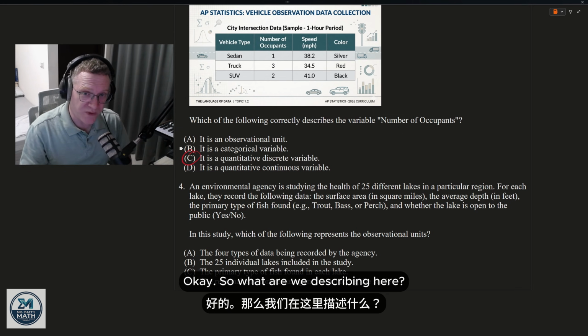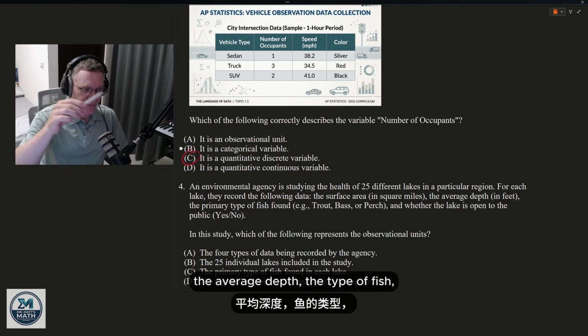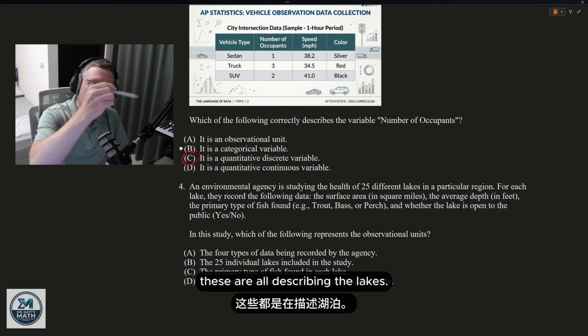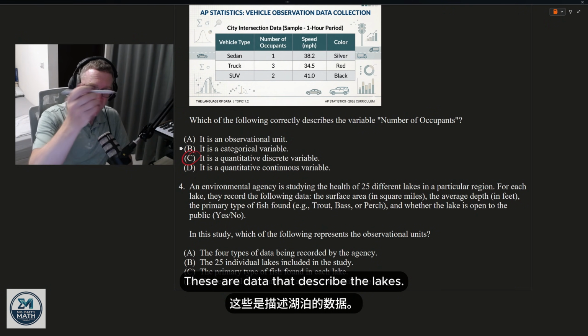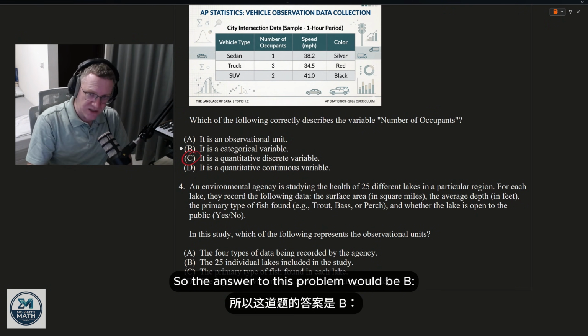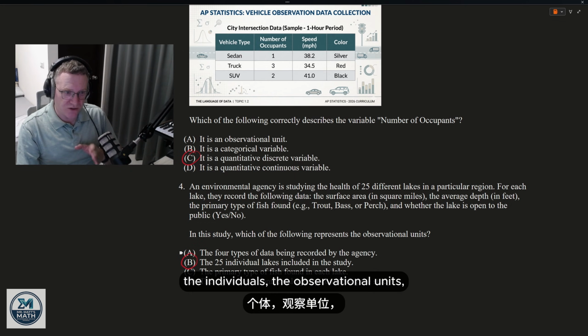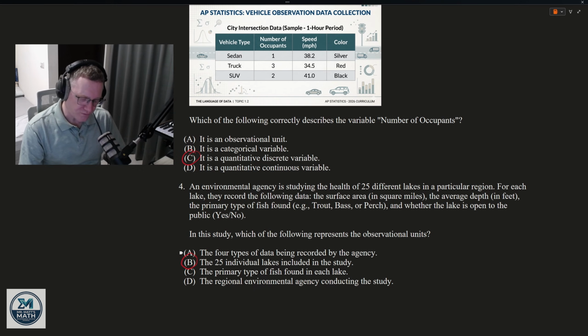Okay, so what are we describing here? Well, the surface area, the average depth, the type of fish, and whether the lake is open, these are all describing the lakes. These are data that describe the lakes. So the answer to this problem would be B. The observational units are the 25 individual lakes included in this study.